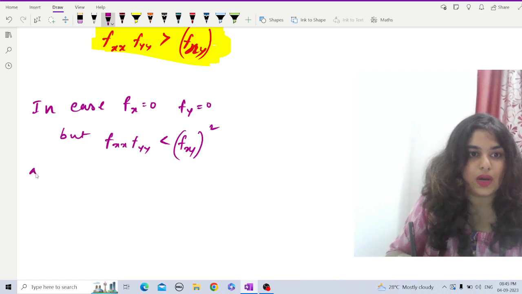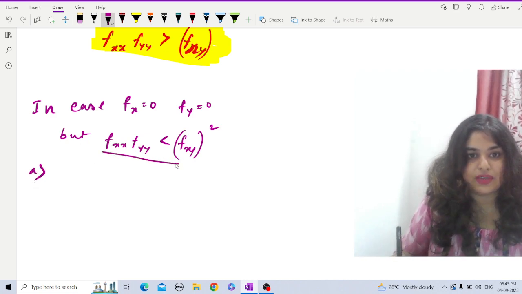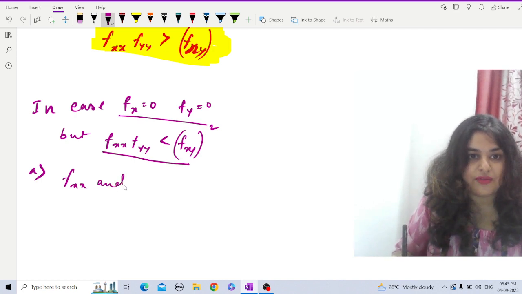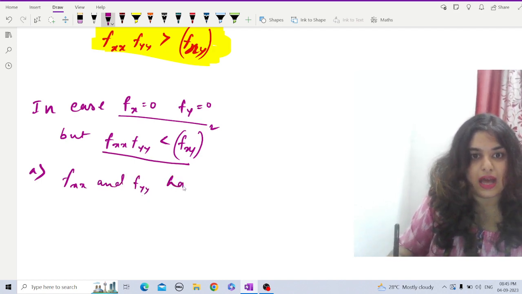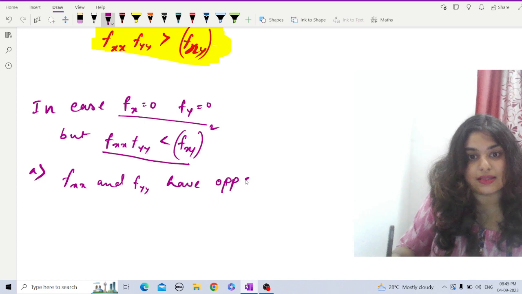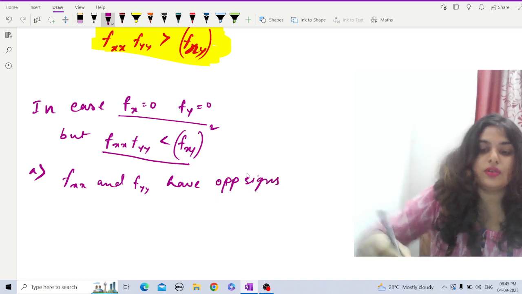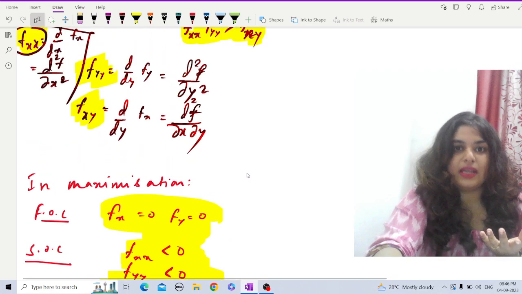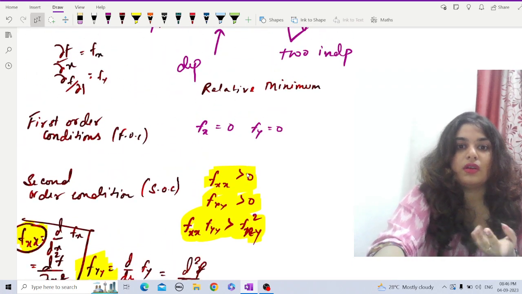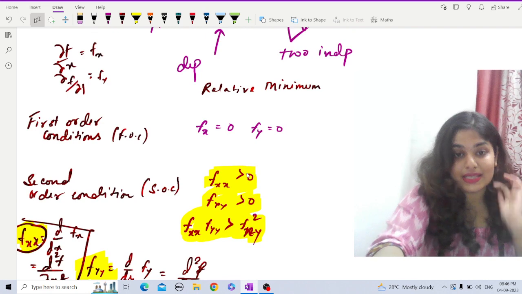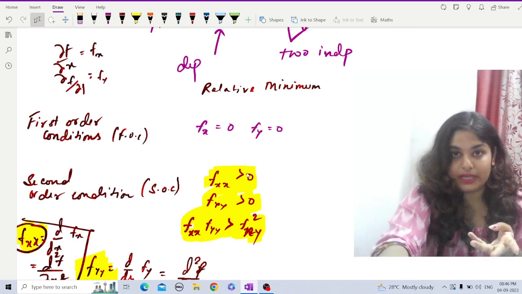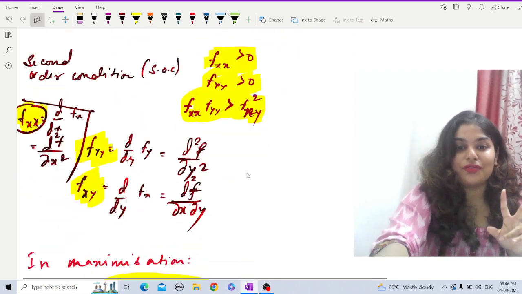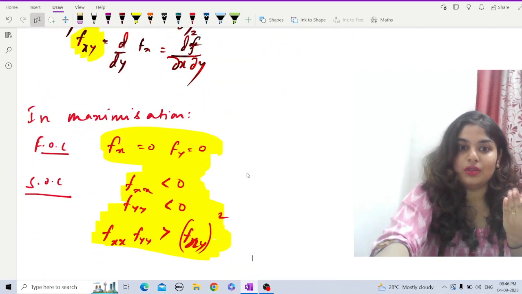Okay, number one is, in this case when we have this and this, and fxx and fyy have opposite signs. So as you can see, in case of maxima and minima we have the same sign, right? In case of minimization we have the second order derivatives with respect to x and y as positive, so same sign. In case of maximization, we have both as negative, right?